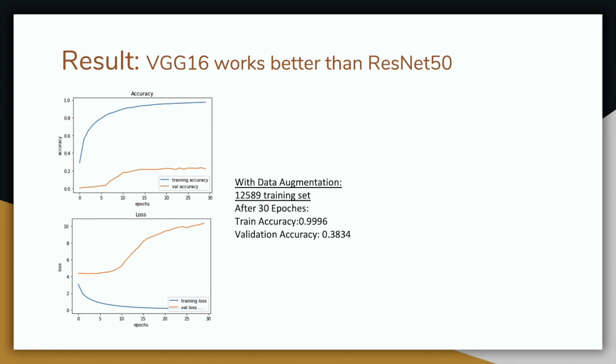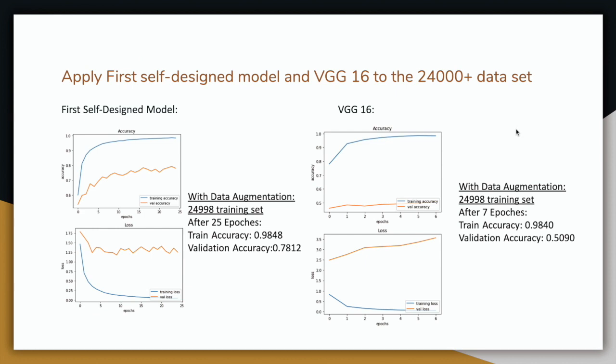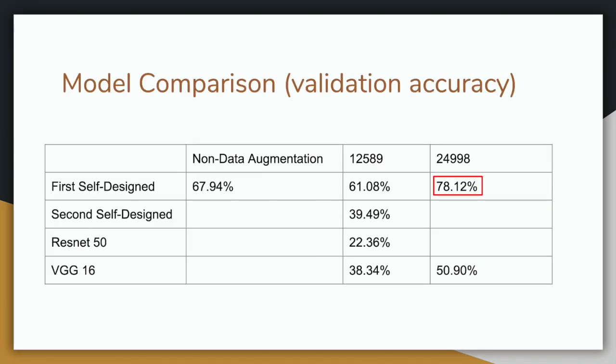Then we try another data augmentation to see if more data helps. We further augmented our training data into 24,000 images and tested the first self-designed model and the VGG16 model again. Both validation accuracies improved. To sum up, we tested multiple data augmentation degrees and multiple models. Generally, more data does contribute to a higher validation accuracy.